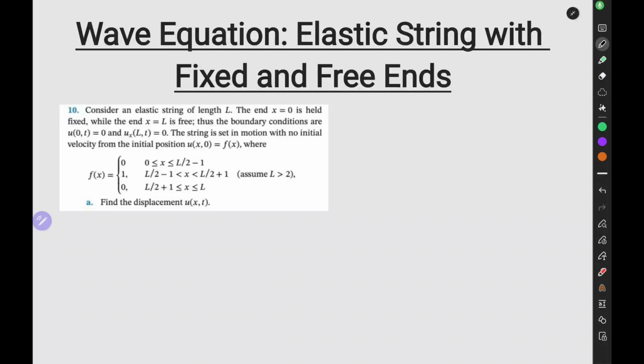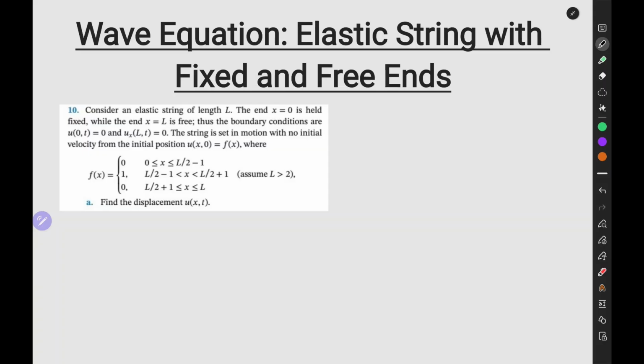Back, we're going to continue our look at the wave equation, wave propagation. We're going to continue looking at an elastic string. Last time we had two fixed ends. This time we're going to have a fixed and a free end on our string.